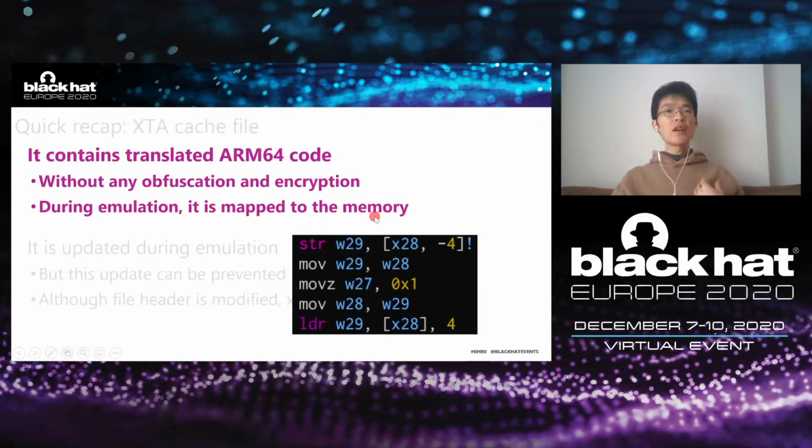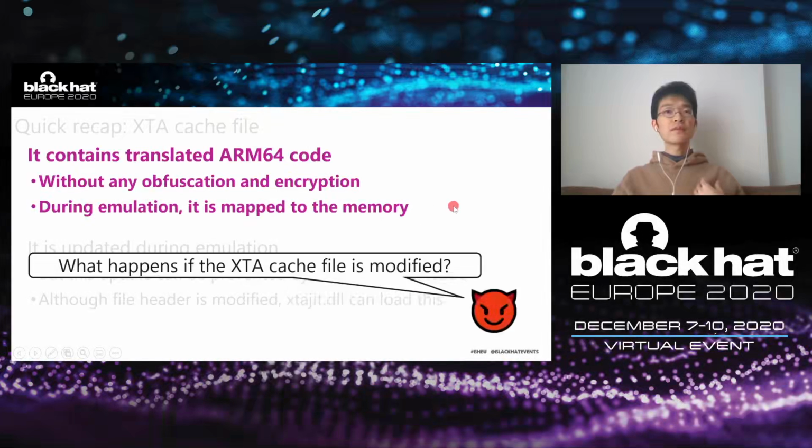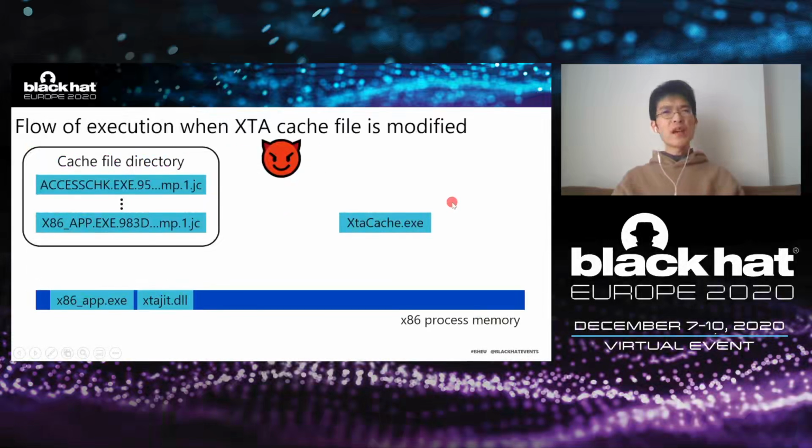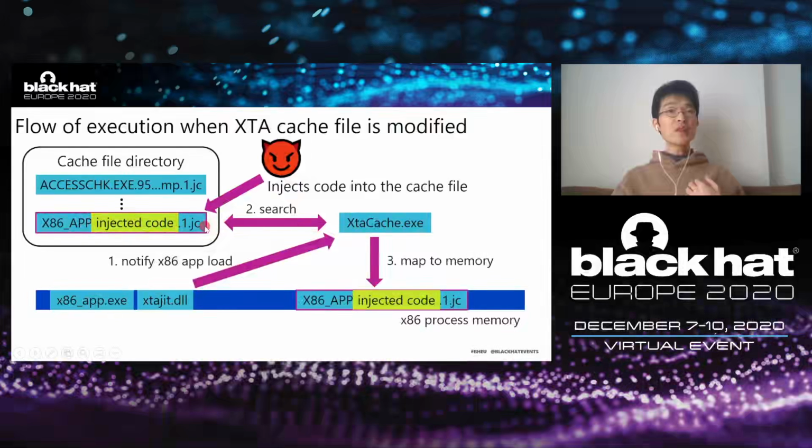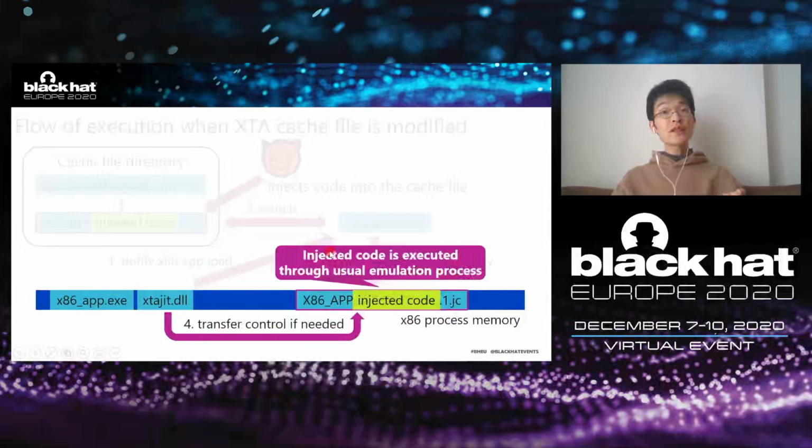Here, let's reconsider the raw translated code that exists in the XA cache file. If we modify code in the XA cache file, what will happen? Unfortunately, the XA cache service does not check the integrity of the XA cache file before loading. So if we modify code in the XA cache file and the application runs, this modified cache file is mapped to memory with read and execute protection, and through the emulation process, we can execute code in the modified cache file.